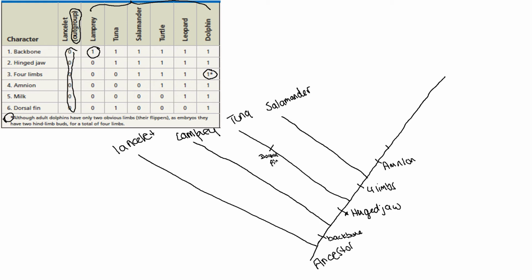All right, so what's next? We just kind of move on down. Look, the data is just perfect for us. So now we have an amnion. Everything else has an amnion. Right? So the next thing to branch off is going to be a turtle.